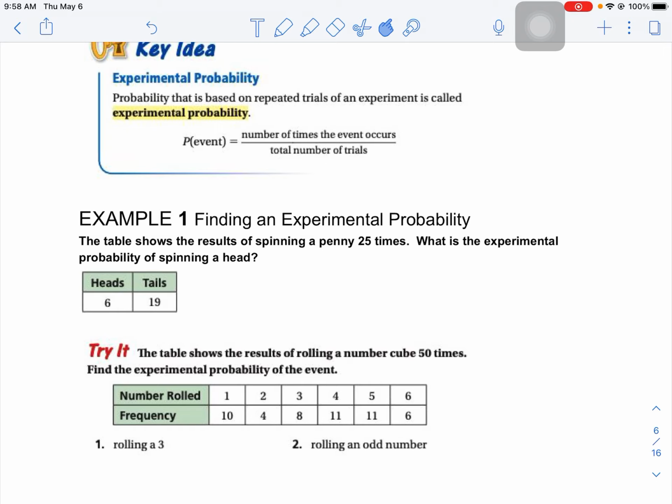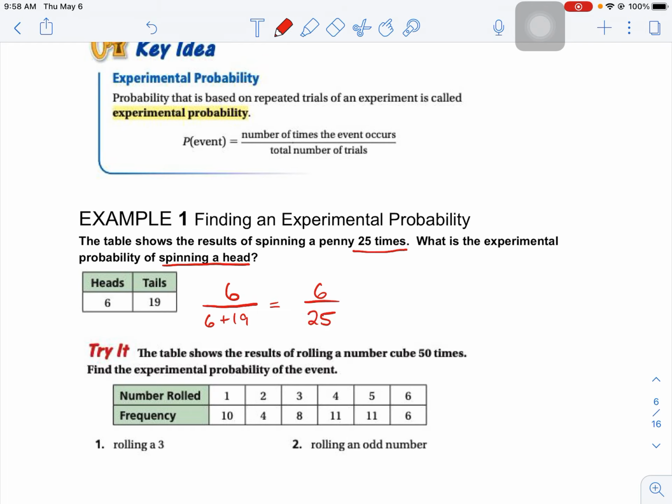Okay, so if you look at the results, the number of times of spinning a head, right, that's what we're looking at, is 6. So we get 6 as our numerator. And our denominator is the total number of trials. Well, we spun the penny a total of 25 times, right? Which you can see, if we did 6 plus 19, that would also give you that 25.